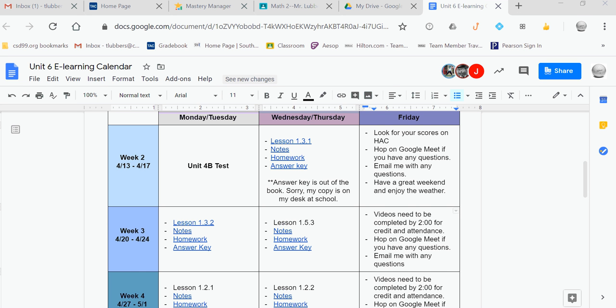It will be hyperlinked. So if you notice right now we're in week 3. Today's lesson will be lesson 153. You can see it's not hyperlinked because I'm creating the video right now, but as soon as I create it, it will be hyperlinked. When you click on your notes, your homework, your answer key, it's going to take you to everything that you need.